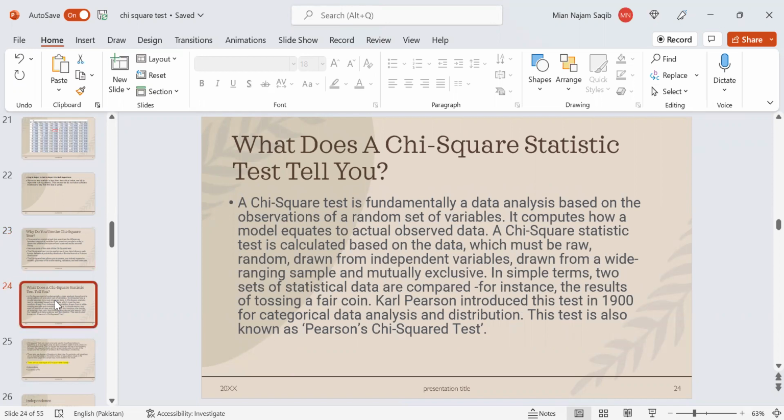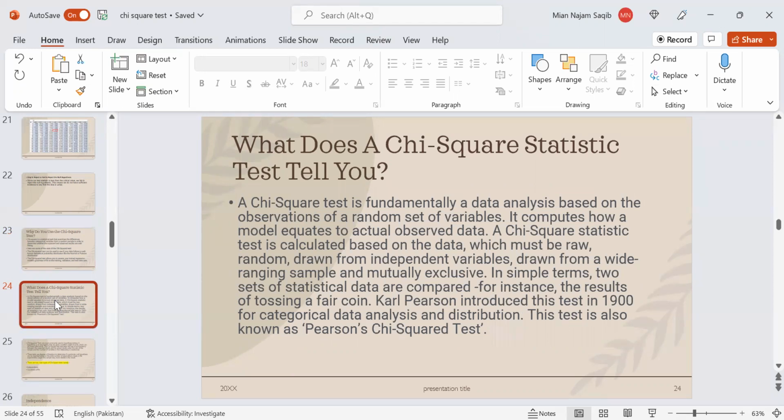What does the chi-square statistic test basically tell you? It is fundamentally a data analysis based on the observations of a random set of variables. It computes how a model equates to the actual observed data. A chi-square statistic test is calculated based on data which must be raw, random, drawn from independent variables, drawn from a wide-ranging sample, and must be mutually exclusive.